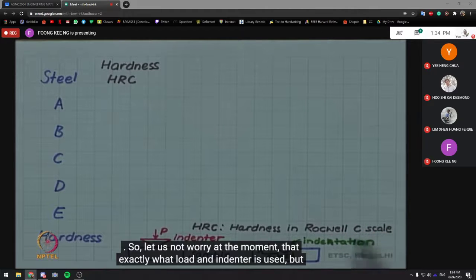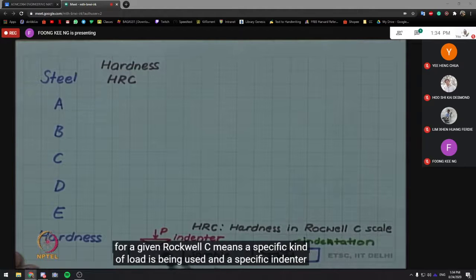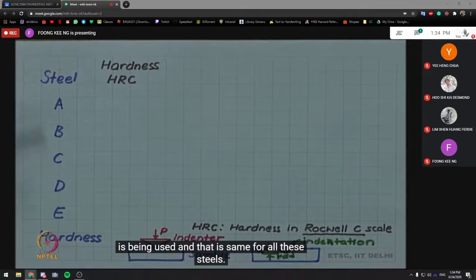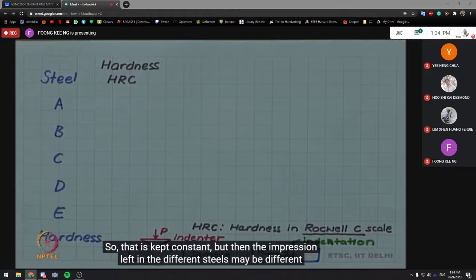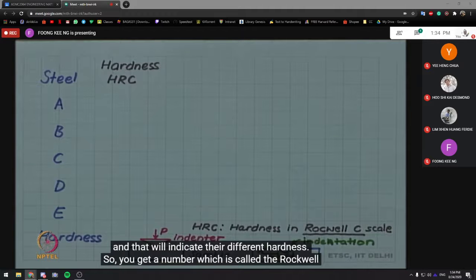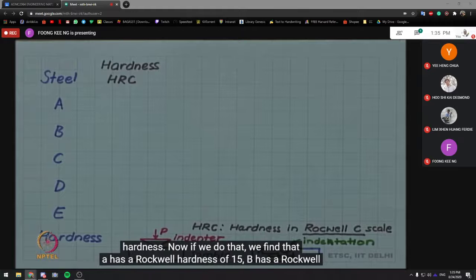So let's not worry at the moment exactly what load and indenter is used, but Rockwell C means a specific kind of load is being used and a specific indenter is being used, and that is the same for all these steels. So that is kept constant, but then the impression left in the different steels may be different, and that will indicate their different hardness. So you get a number which is called the Rockwell hardness.